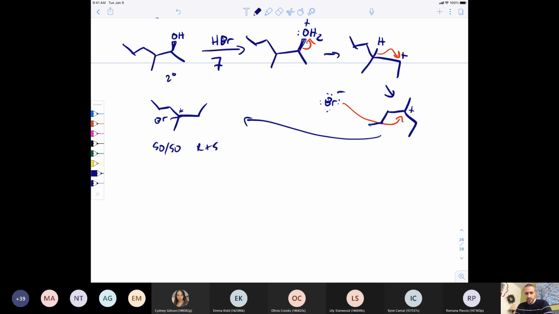The other option to convert an OH to a Br is to use PBr3. So if you have a molecule like this, what happens here is, I'm going to just redraw the PBr3.